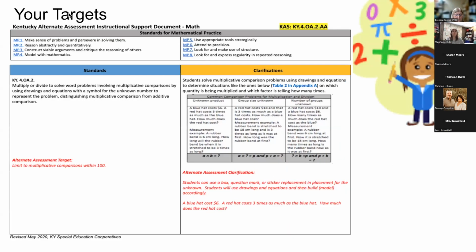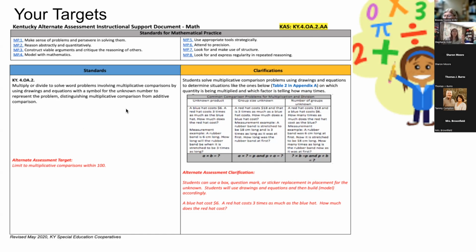Now, your targets. Your targets are a little different when we're looking at them. Well, I can't say they're really different because they're the standards. That's the reason why I wanted to take you through the standards first. They are your standards. So when you get your page for your targets, you're going to see it's color coded. Each color code tells you if it's a fall testing window, a winter testing window, or a spring testing window. So you will know according to how they're color coded when that's going to be tested.